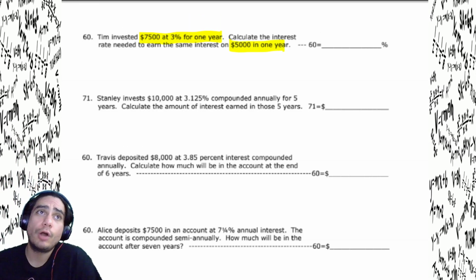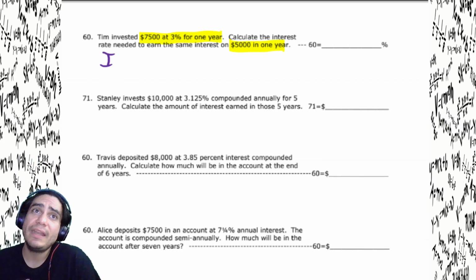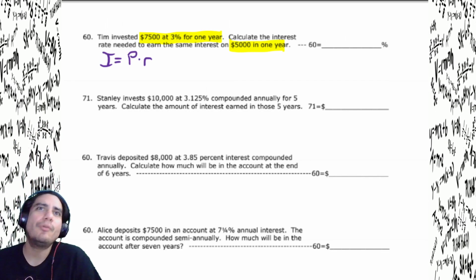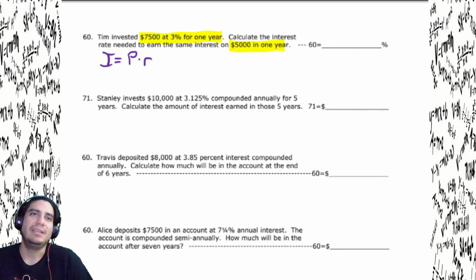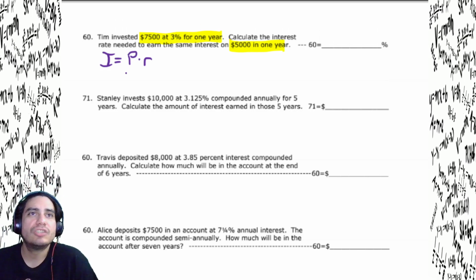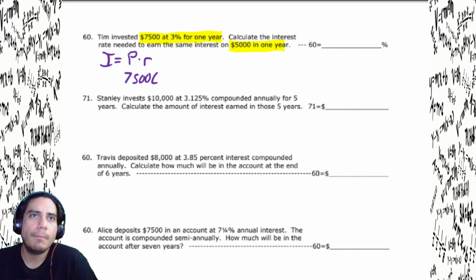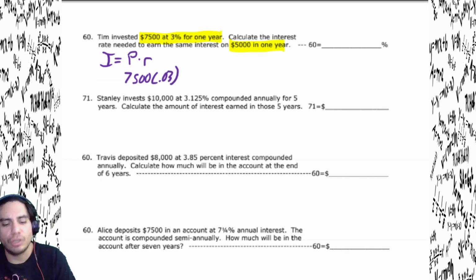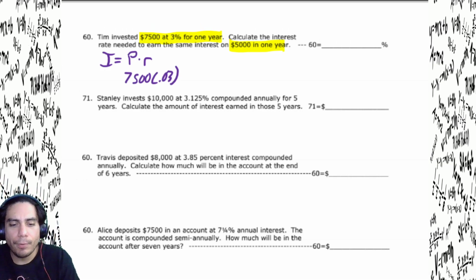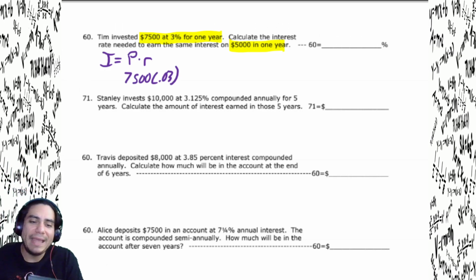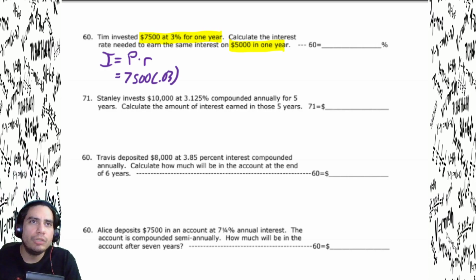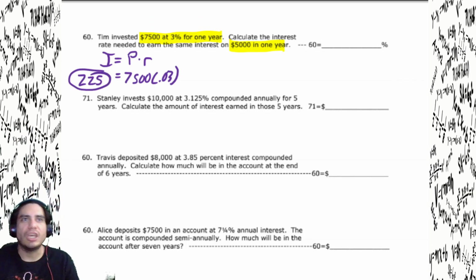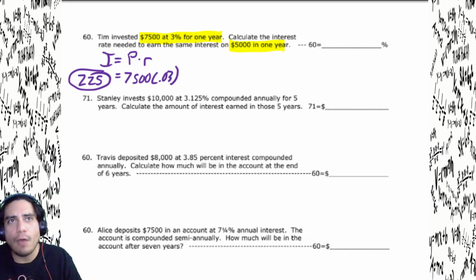So again, we're going to work forwards, then we're going to work backwards. Right now, we've got to figure out this interest. I equals P times R. I'm already dropping the T, because the T is 1 in this problem. So we're going to do 7,500 multiplied by 0.03. So 7,500, 0.03, multiply. My interest for this problem, we just solved it working forward, $225. Boom.